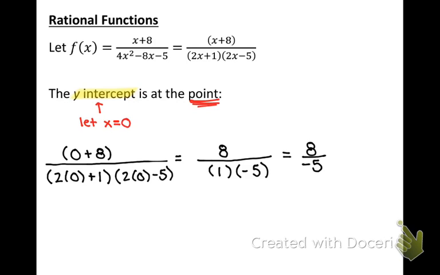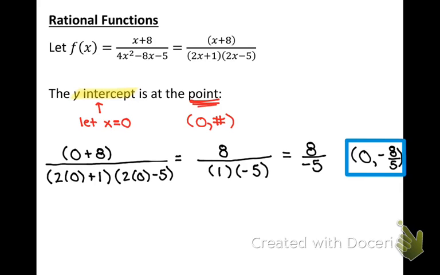Remember, this has to be written as a point. And remember that that point is always going to be in the form of 0, comma, some number. So for our purposes, our point is going to be 0, comma, negative 8/5. Boom.